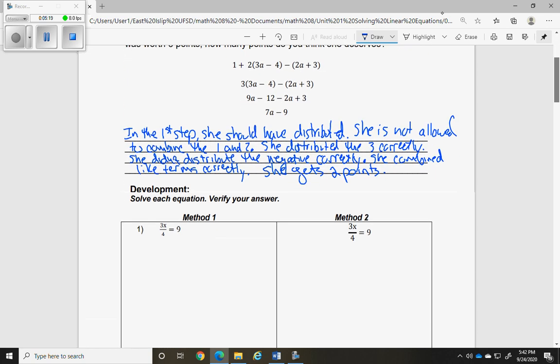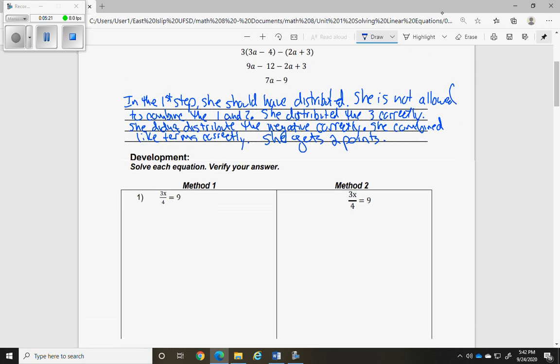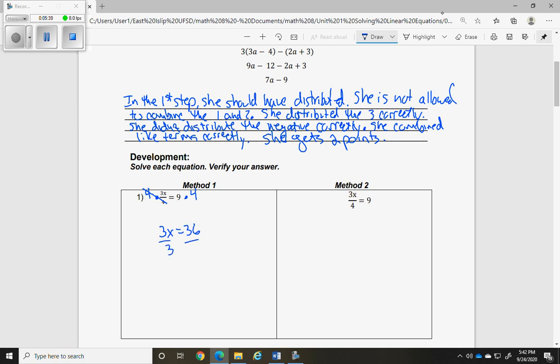And now I'm going to teach you about equations for fractions. Now I think you might be able to do number 1, and notice how it's set up so that we can do it 2 different ways. One way that a lot of you might think about is this first way. You might think about multiplying both sides by 4. So you have 3x equals 36, and divide both sides by 3, so x equals 12.